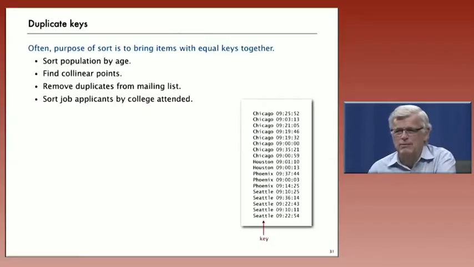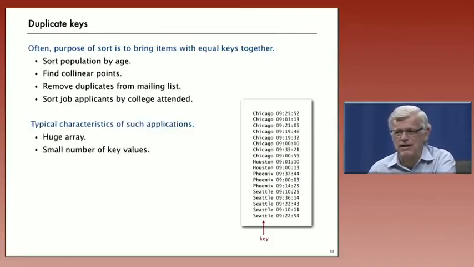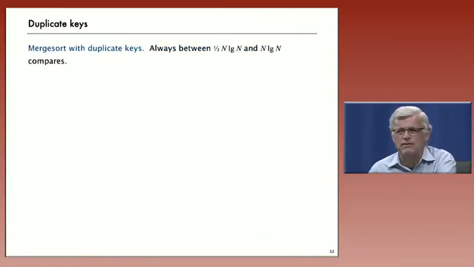And there's plenty of other examples like that in data processing, where we might want to remove duplicates from a mailing list, or all the job applicants that we get, we might want to sort them by the college attended. So there are huge files with huge numbers of duplicate keys. So for our sort, it's worthwhile to take a careful look at what the implication of that is. Again, typical characteristics: we have a huge file, but a small number of different key values. So let's look at our algorithms in that situation.